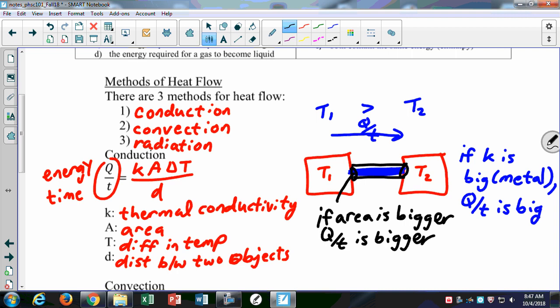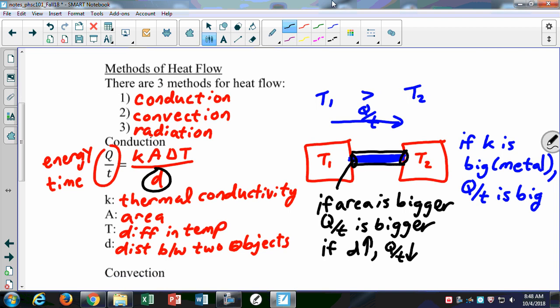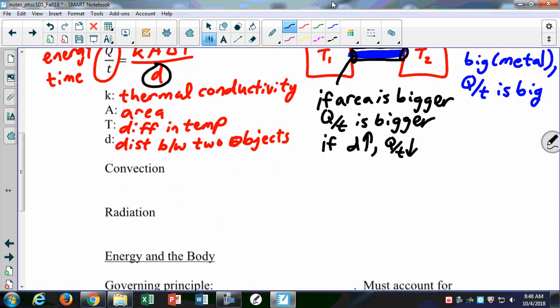If the area is bigger, Q over t is bigger. If the difference in temperature is bigger, Q over t is bigger. If the distance, if d is bigger, that means Q over t is smaller. Right? It's an inverse relationship. If you pull those objects really far apart, it's just harder to transfer energy. All right? So know those relationships. You'll probably see some questions about those. So in other words, just like usual, everything at the top is going to go higher.